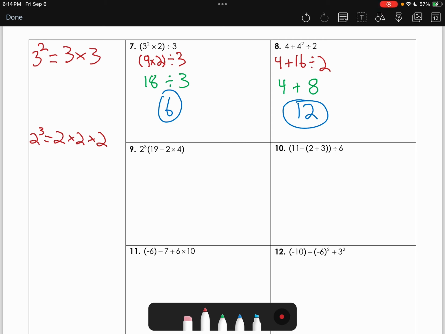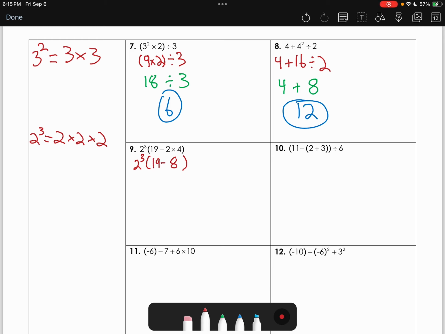So first, we have to work everything within the parentheses. So we're going to move our 2 to the power of 3 down, put this parentheses around here. Now within our parentheses, we have to work from the order of operations within there. So there's no exponents within there, but we do have multiplication and division. So 2 times 4 is going to be 8, and then we have to do 19 minus 8.